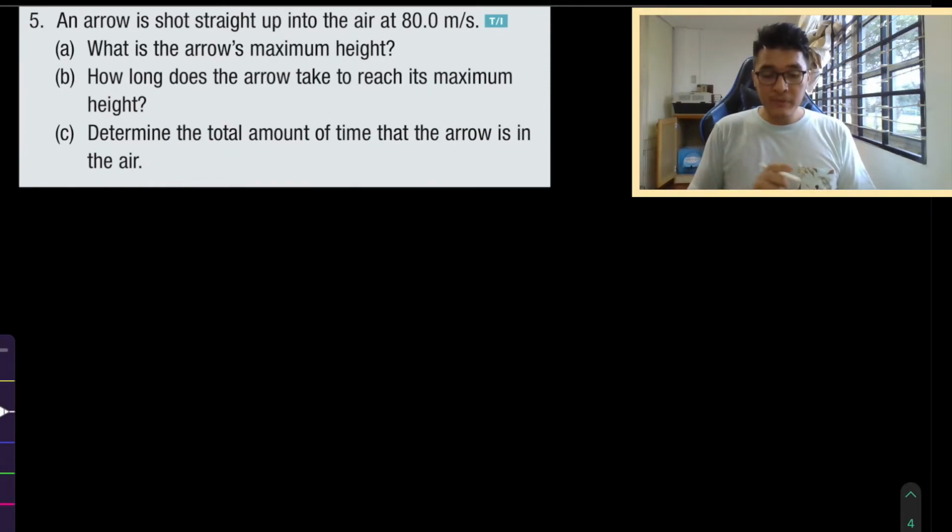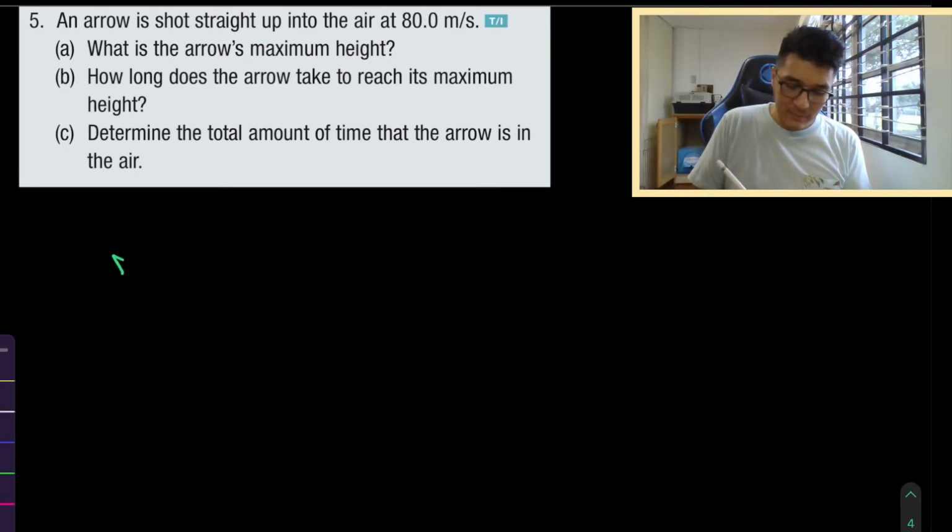So now we're going to do question number 5. An arrow is shot straight up into the air at 80 meters per second. What is the arrow's maximum height? So here, an arrow, I'm assuming an archer, and I'm going to use the green arrow from DC. Right, DC is better than Marvel.